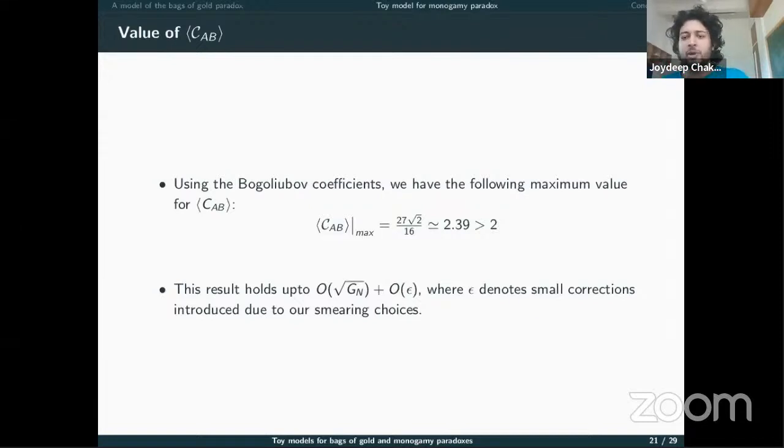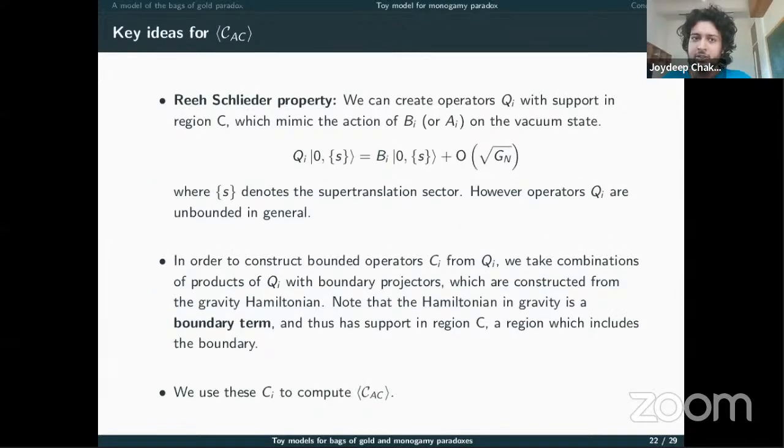So this part is fairly straightforward: one can calculate this CHSH correlator in scalar field theory. Now we will look at how to calculate this CHSH correlator CAC. So the key ideas for this calculation of CAC are as follows.